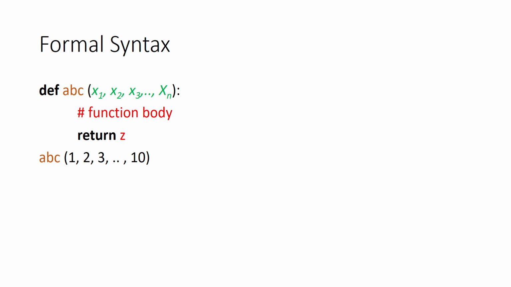Now the next thing is the formal syntax of a definition. If I say def abc and I pass x1, x2, x3 up to xn as values, then I have a function body and return z is the statement. The thing shown here is called the function body of abc, right? So I am writing a function. This is called the definition of abc. You have to define that.